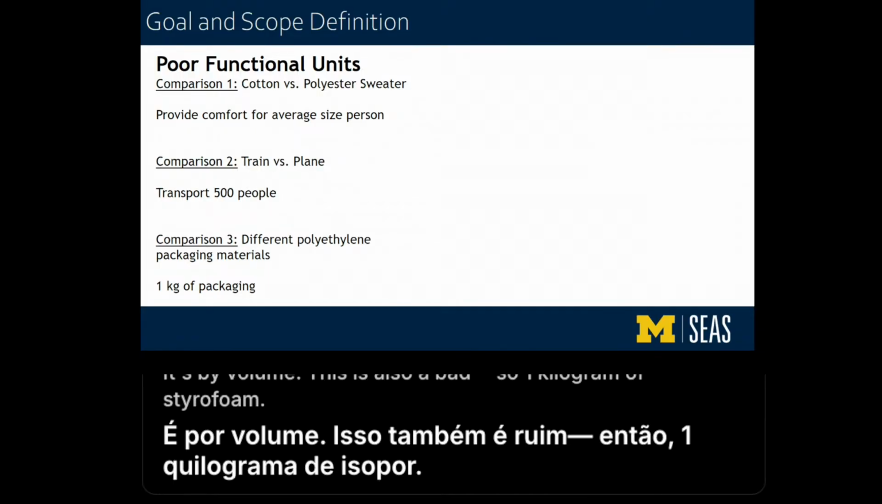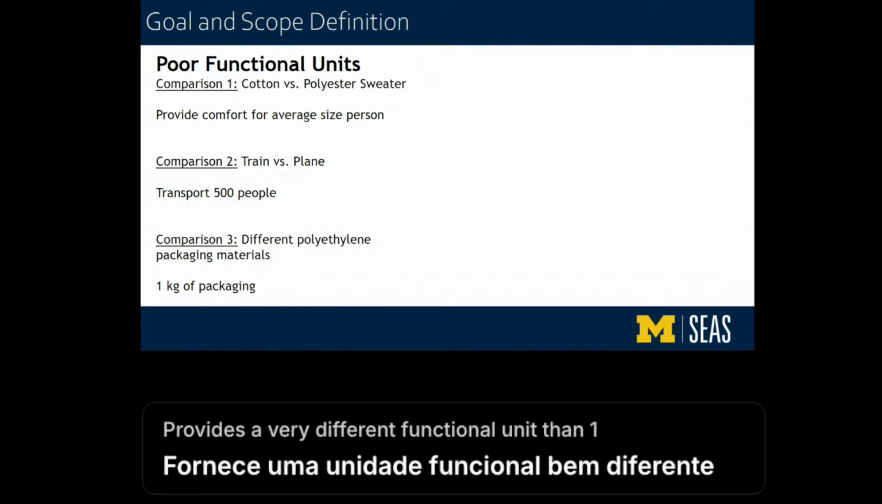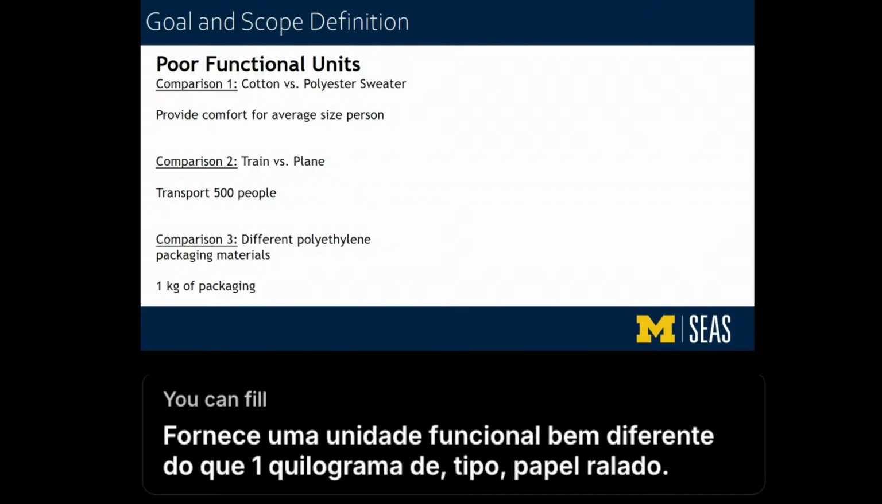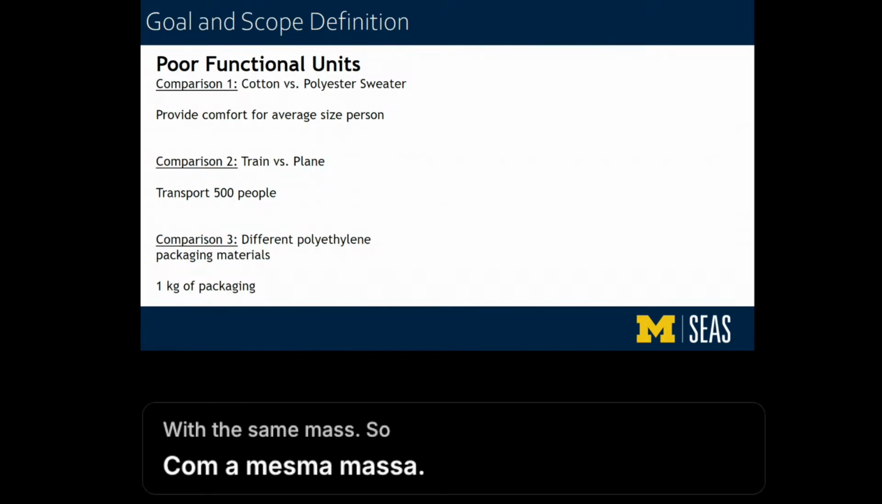styrofoam provides a very different functional unit than 1 kilogram of shredded paper. You can fill different volumes of boxes with the same mass. So it is a bad functional unit.